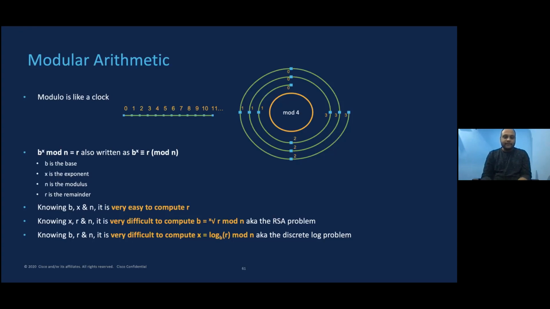Now, what is the modular arithmetic equation which was taken? It is b to the power x mod n is r, where b is the base, x is the exponent, and b to the power x means you multiply b by itself x times. Having known the values of b, x, and n, it's very easy to calculate r. But if I do not know one of the parameters, like the value of b or the value of x, it becomes very difficult either to find the x-th root of r mod n, which is the RSA problem, or to find the exponent, which is the discrete log problem.